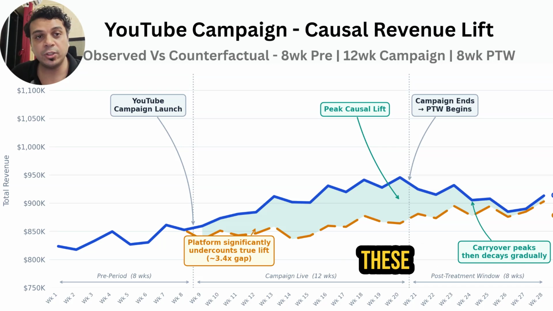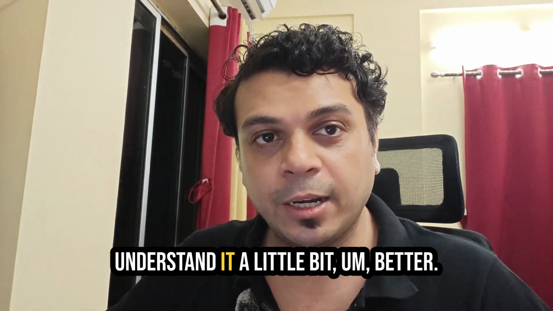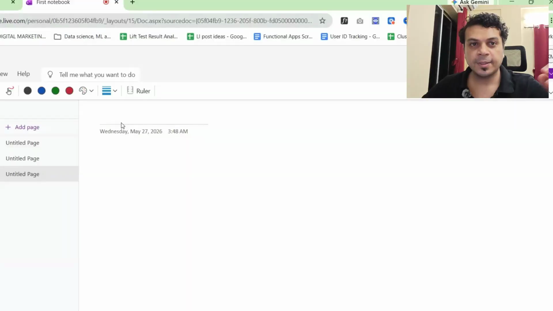And the difference between these two gives you the causal lift, and then towards the end obviously we have a peak causal lift as well. And after that we also had a carryover effect, which first peaked and then gradually decays. So this is what has been described here in this chart. And let's try to understand it a little bit better.